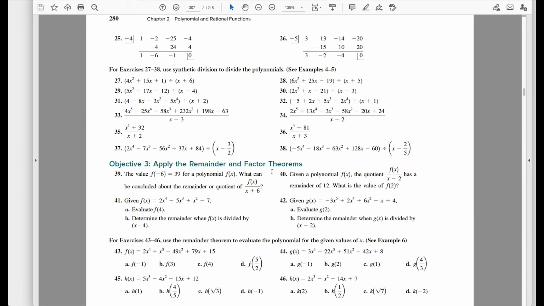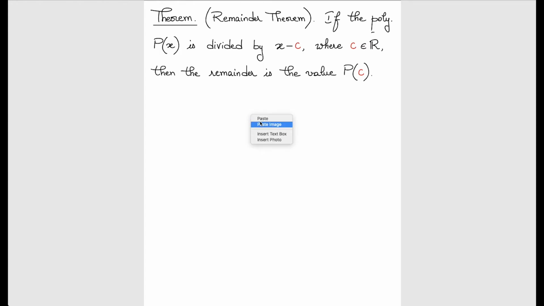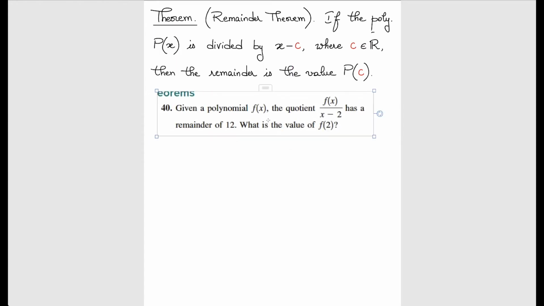Alright, let's take an example. That's on page 280. Let's do number 40. So let's take this problem with us. So the question reads as follows. Given a polynomial f of x, the quotient f of x over x minus 2 has a remainder of 12. What is the value of f of 2? Well, clearly the remainder theorem here is applicable. Why? Because you have a polynomial, f of x, which is playing the role of p of x here, that's gonna be divided by x minus 2, right?